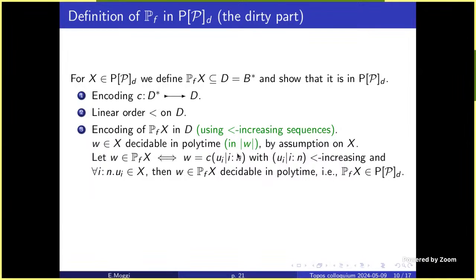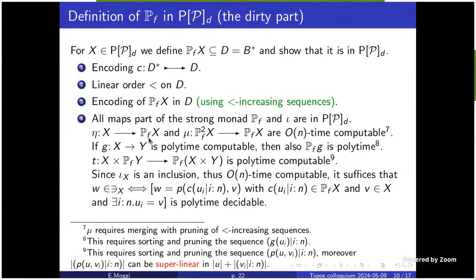And of course, since all this encoding and this testing for the linear order are easy to compute, they are polytime, I can show that this relation is polytime, so it's a decidable object. Okay, once I have defined this encoding of the finite power set of X, then the rest is quite easy.